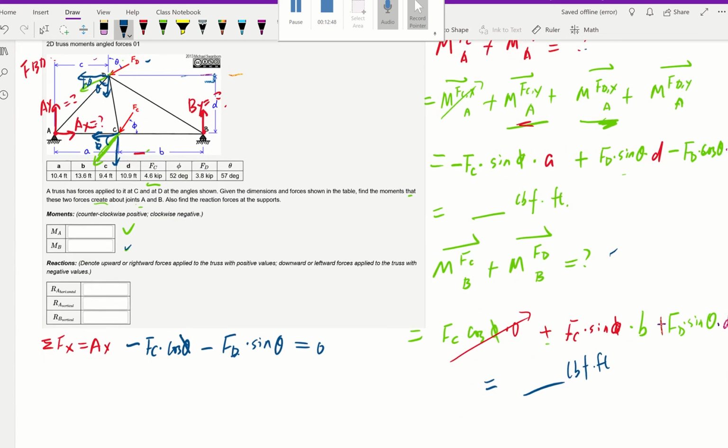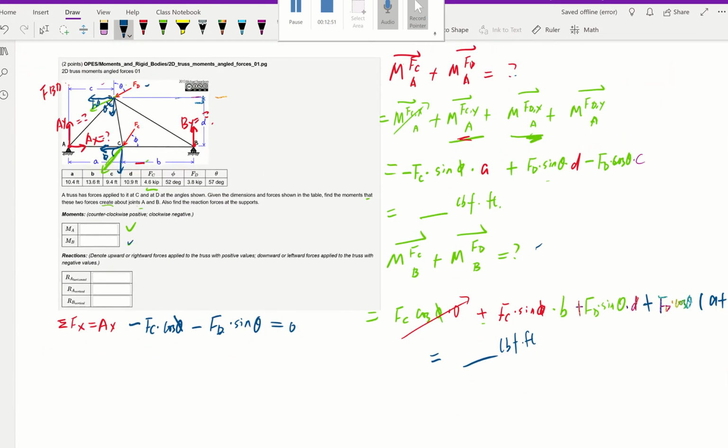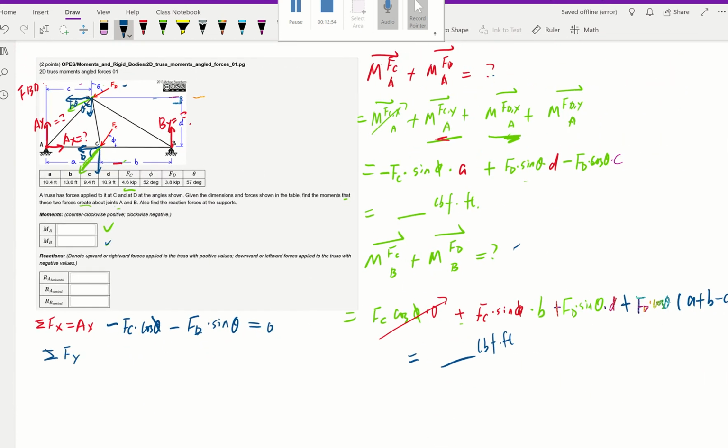Now let's look at our Y direction. The Y direction forces will have AY, it's going upward. And FC has a Y component, it's going to be FC times sine psi, and that's going downward, so it would be negative. The FD also has a Y direction force, and that's cosine theta, and it's also going downward, so it's negative. Then we'll have BY, that's going upward, that's positive, equal to 0.